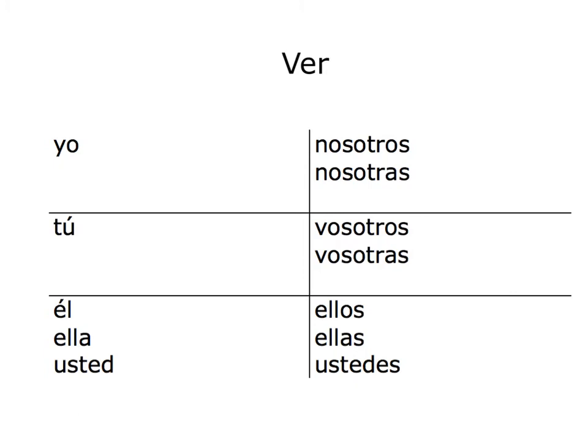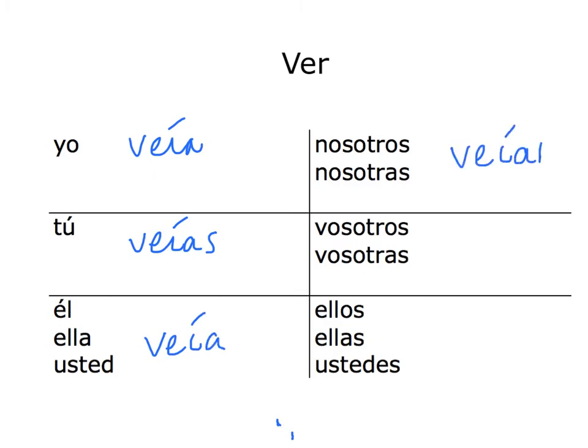Ver is also irregular. Veía, veías, veía, veíamos, veíais, that's another bunch of vowels in a row, and veían.